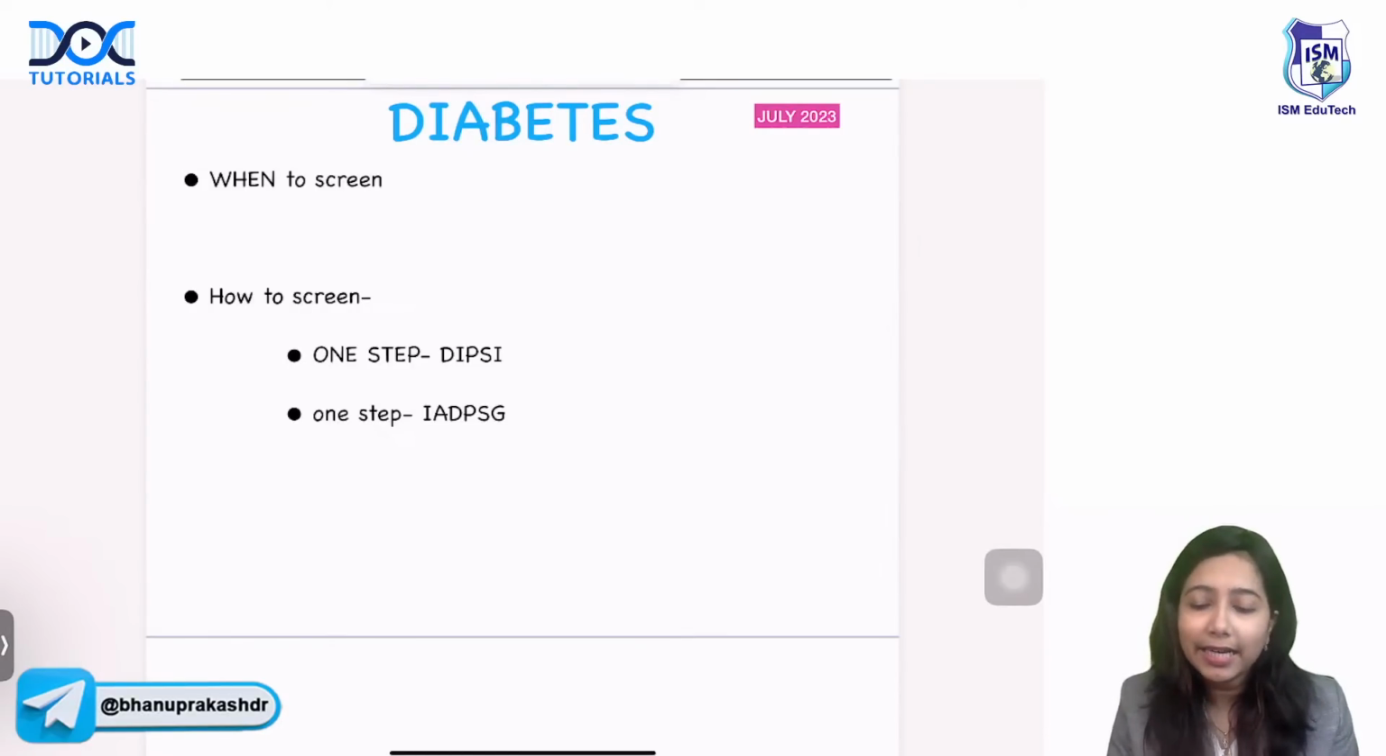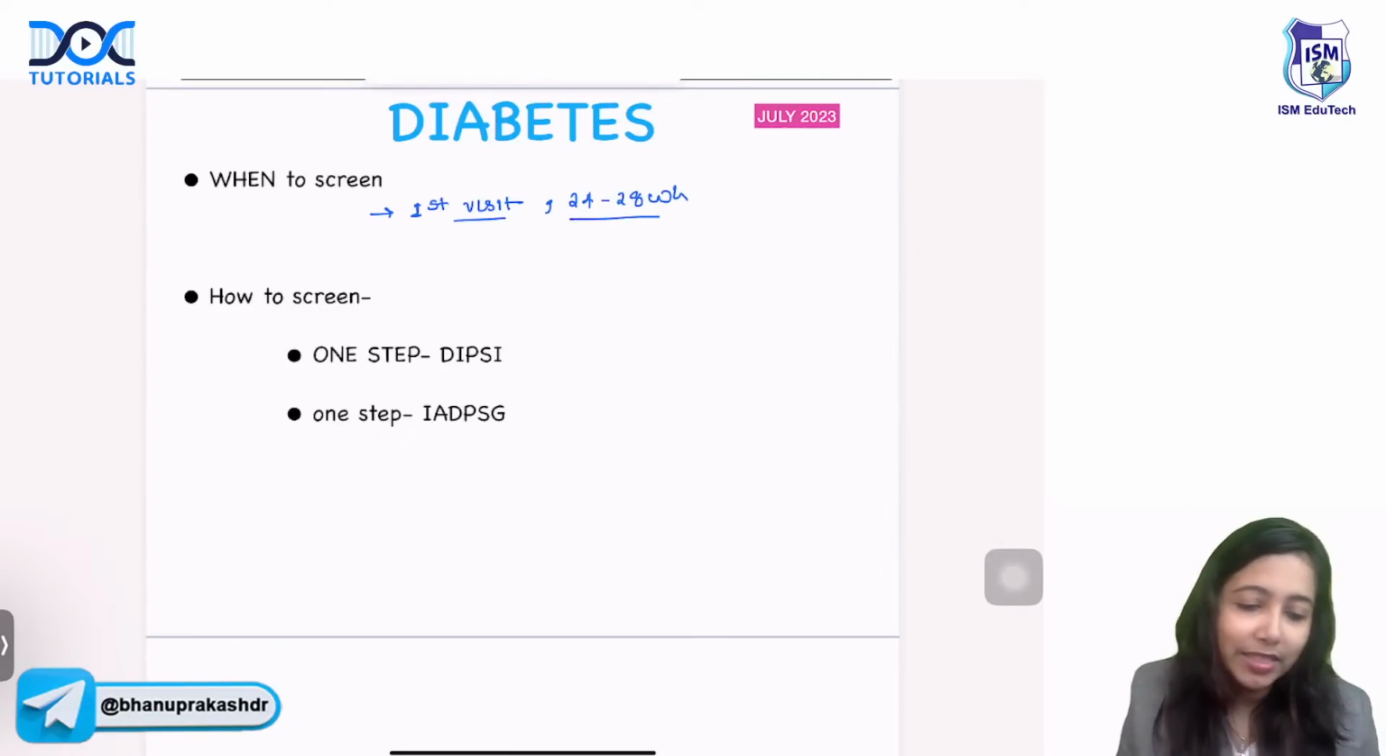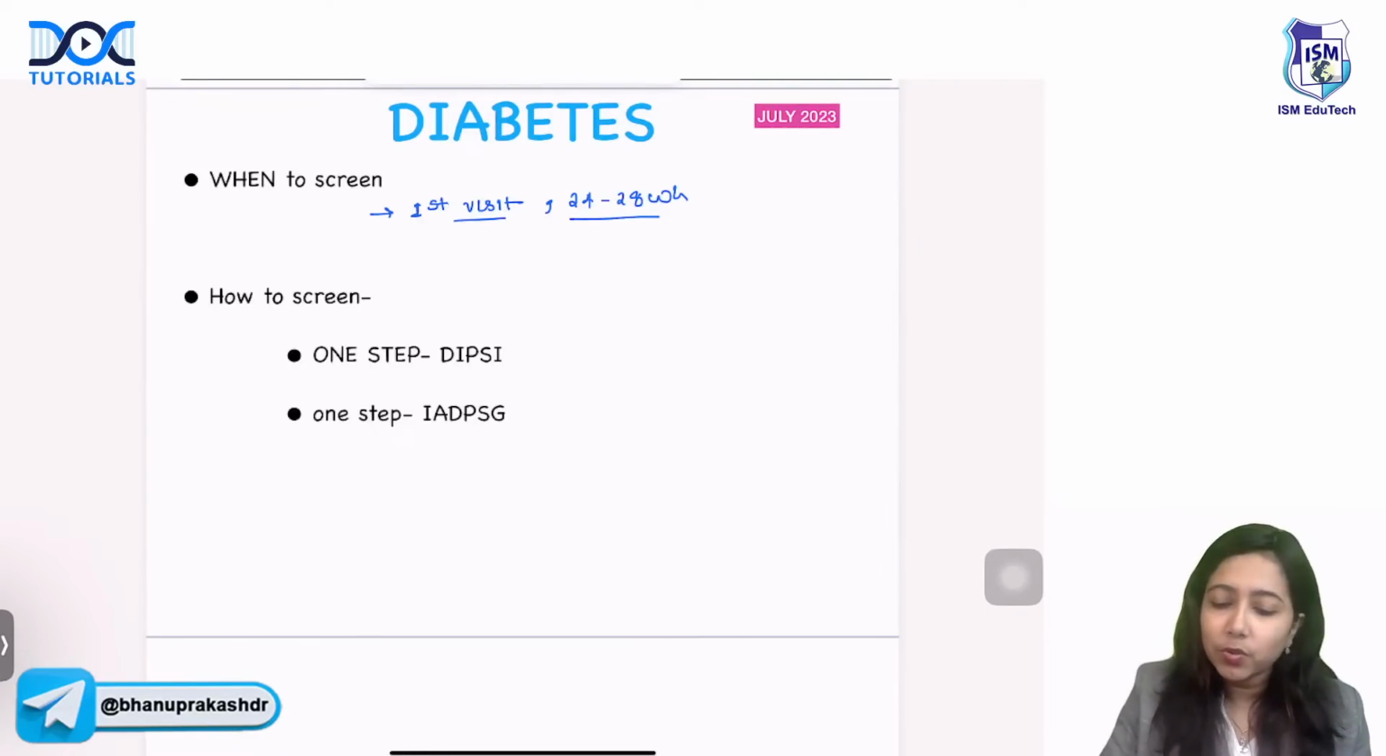As per the Indian guidelines, we are asked to screen at the first visit itself, then again at 24 to 28 weeks, because our Asian population, the ethnicity, everything makes us more prone towards having diabetes. First visit, then at 24 to 28 weeks.